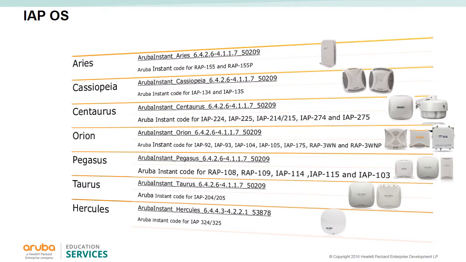The IAP OS depends on the type of IAP. As an example, the Aries version is only for the RAP 155 and RAP 155P. Taurus is for the IAPs 204 and 205. Hercules is for the new IAP 300 series. They all have the same GUI, just different OS files. Any attempt to load an OS on an incompatible IAP would simply fail. Be sure to download the OS for your type of IAPs.